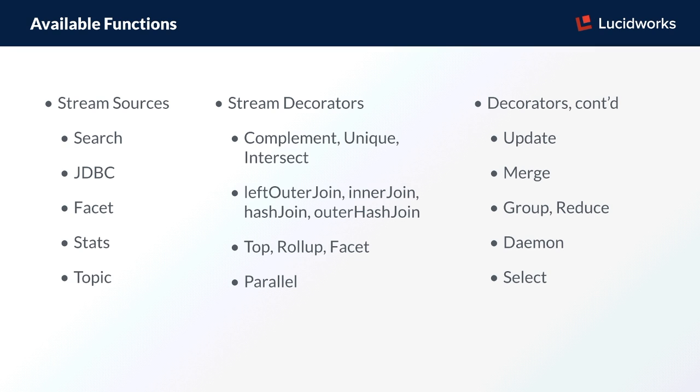JDBC stream source is a very interesting one. It actually searches a JDBC data source, so a database. And it allows joining data from sources outside Solr, stored in another database, that could then actually be merged with joins or in other ways with Solr results. So it's pretty interesting. The facet source provides aggregations rolled up over buckets.